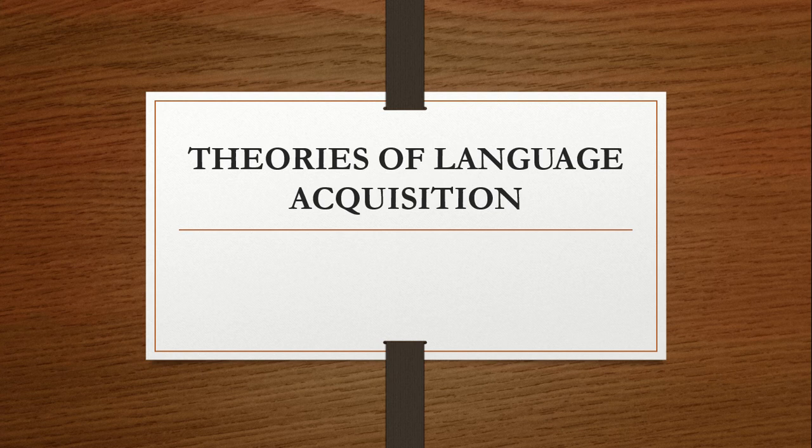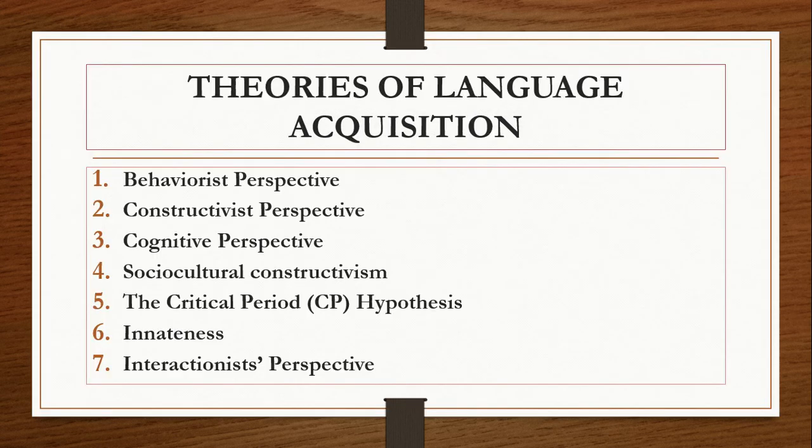There are different theories actually, but this time I'd like to discuss with you seven different theories of language acquisition. We have the behaviorist perspective, constructivist perspective, cognitive, sociocultural, the critical period or CP hypothesis, innateness, and interactionist perspective. Maybe these theories are familiar to you, but then again, I'd like to sort of review a little bit of background of these theories of language acquisition.